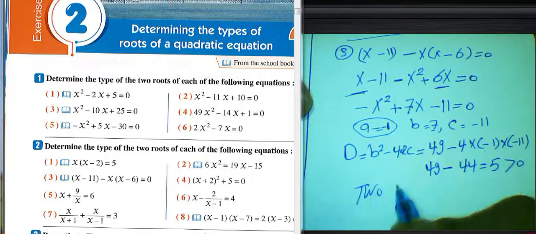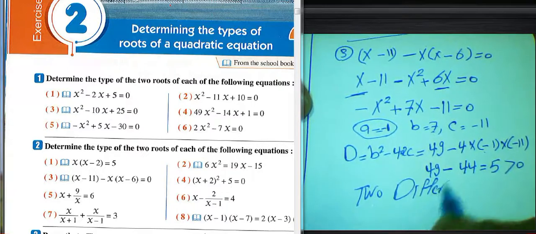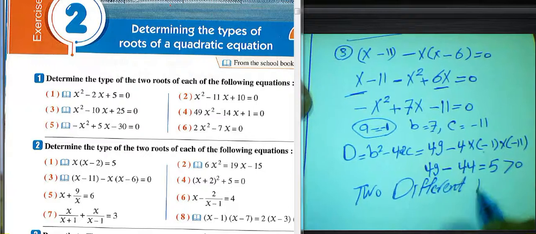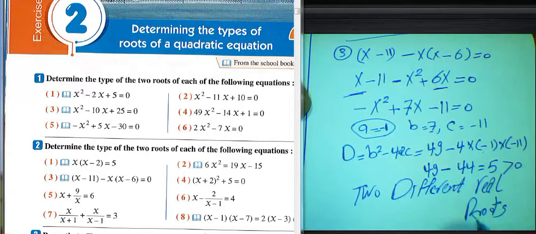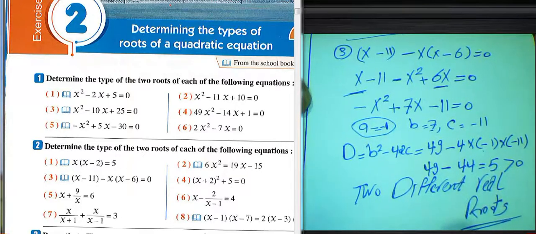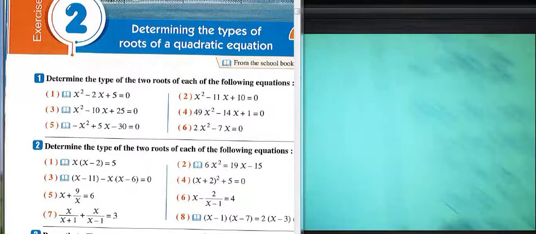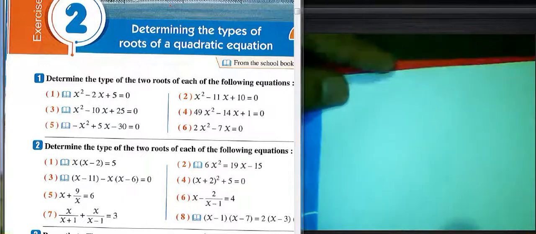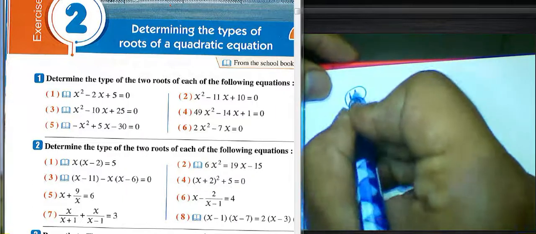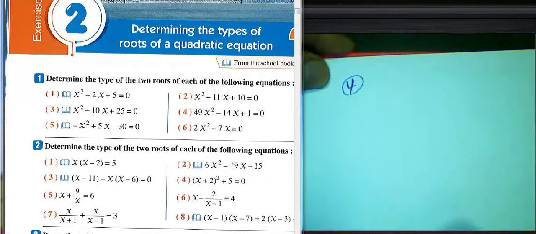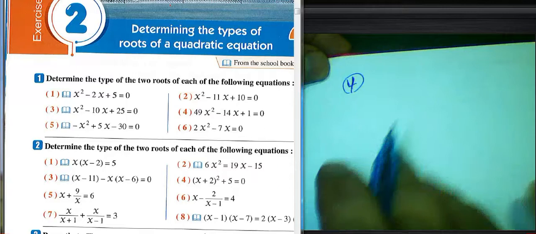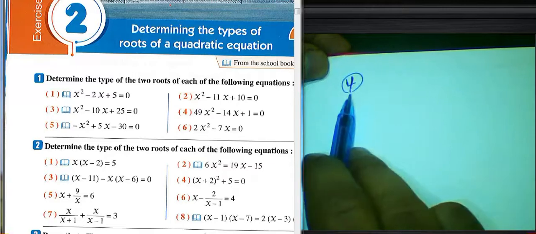Two different real roots. It's okay. Question number 4. Pay attention with me, okay? We will find the type of the two roots by using this method. It's okay. We join to question 4.